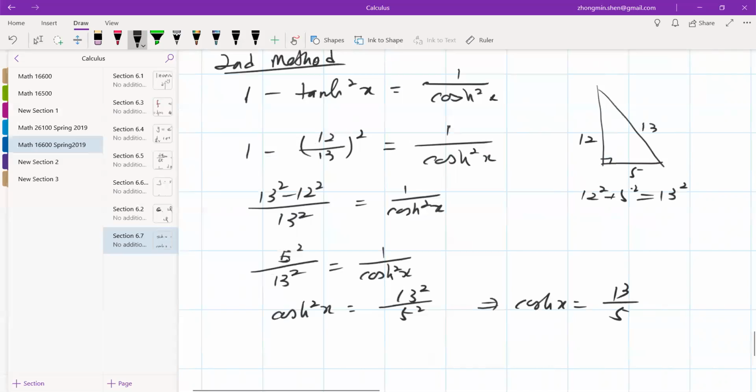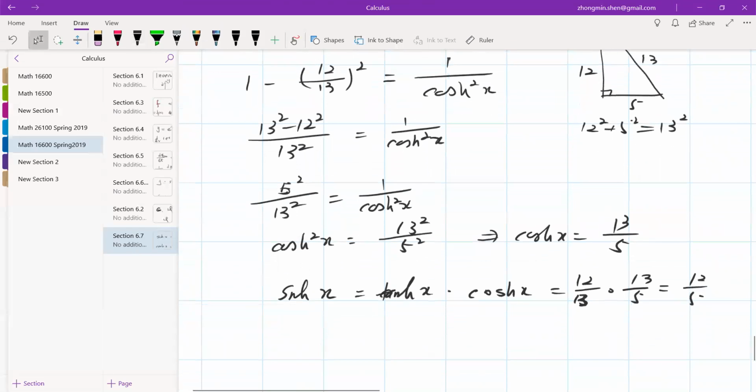Now, once you get this, you can get the other one, because hyperbolic sine x is hyperbolic tangent x times hyperbolic cosine x. So that's 12 over 13 times 13 over 5. That's going to be 12 over 5. So there are many ways to get the same answer.